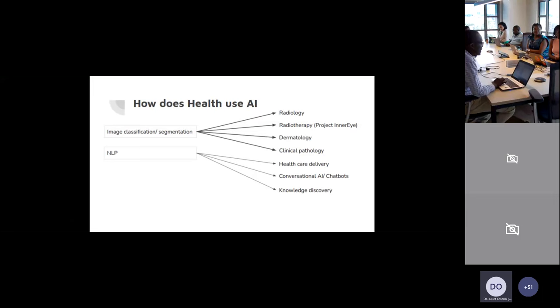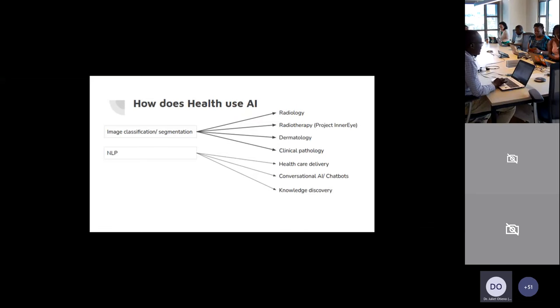NLP has helped in healthcare delivery. There are many examples where doctors don't need to spend so much time writing the clinical notes, but by using automatic speech recognition and transcription, they are able to transcribe the notes automatically into text as they give more of their attention to the patient. And this actually gives more fruitful consultations for the patient and also for the doctor. Conversational AI chatbots have been useful in following up patients and just helping the doctors to keep track of the patients even after they leave the consultation.